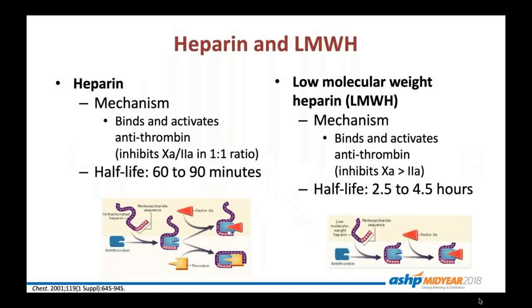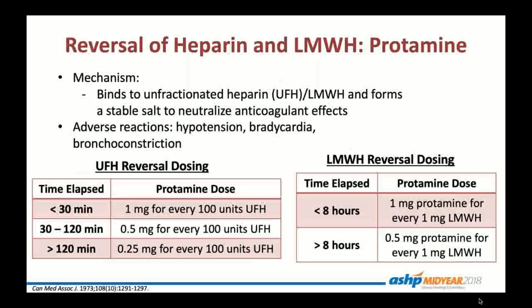The first one I'd like to start off with is heparin and low molecular weight heparin. Heparin, as you can see, has a really long side chain. It binds and activates antithrombin, and inhibits factor 10A and 2A in a 1-to-1 ratio. Please note the short half-life of 60 to 90 minutes. Whereas low molecular weight heparin, such as enoxaparin, also binds and activates antithrombin. However, it has a much shorter side chain, inhibits factor 10A more than 2A, and please note the longer half-life.